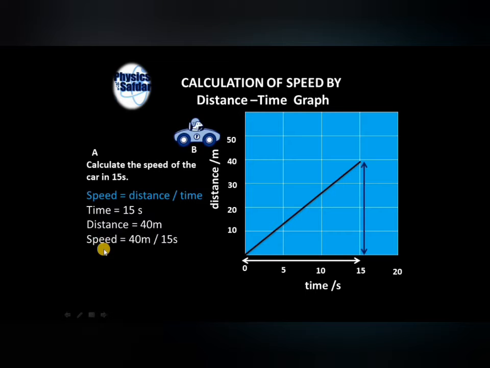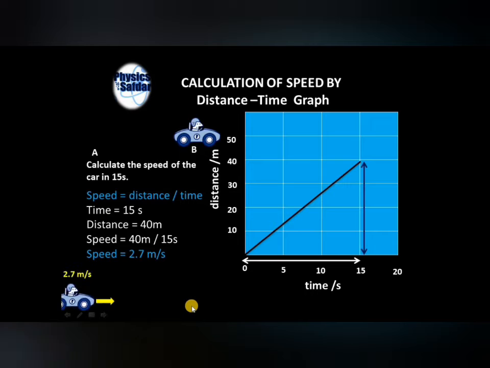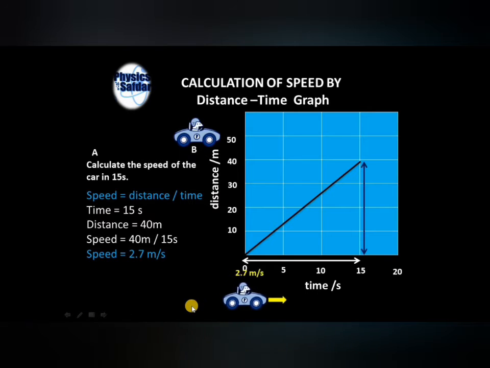Now put this number in the speed equation. 40 is the distance covered, 15 is the time. Divide the numbers, then you get 2.7 meter per second. And it was the speed of the car in that journey.